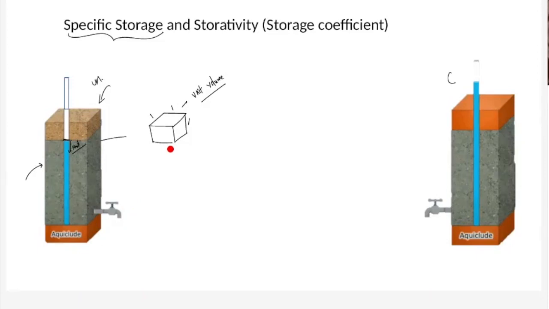Think and tell me, if I drop this head by 1 meter, that means I am removing the pressure, right? From water I am removing the pressure. That is why the head will come down, yes or no? If I decrease the head by 1 unit, that means I am decreasing the water pressure, yes or no?